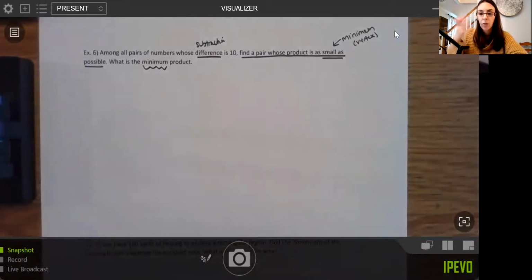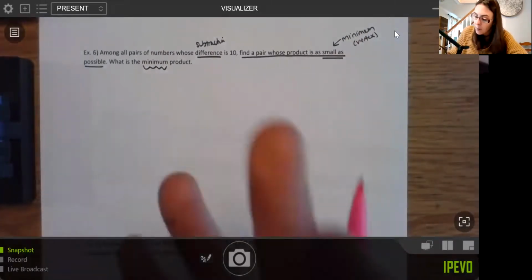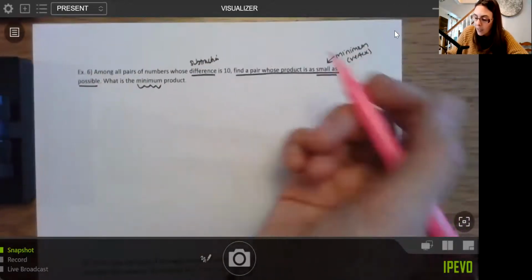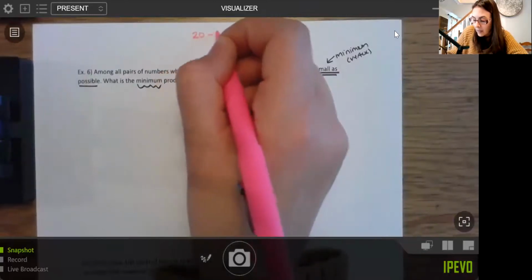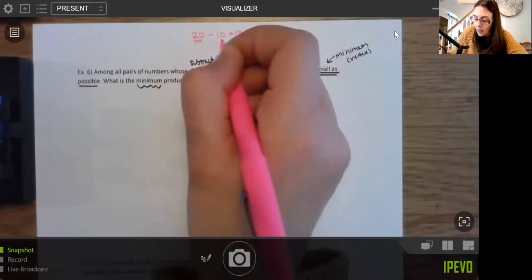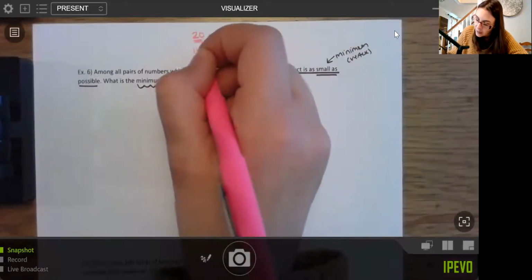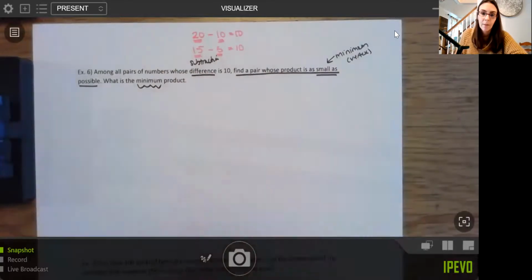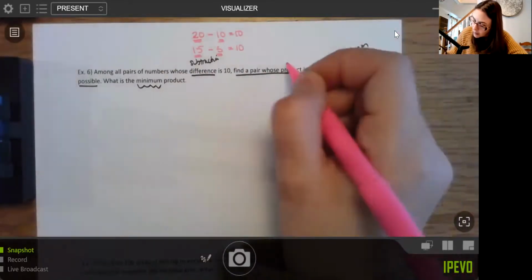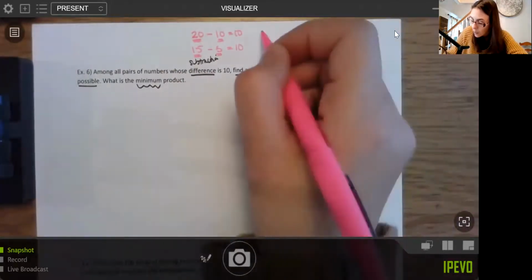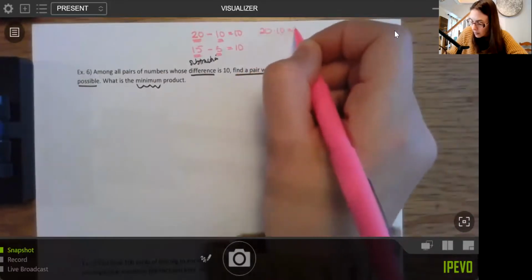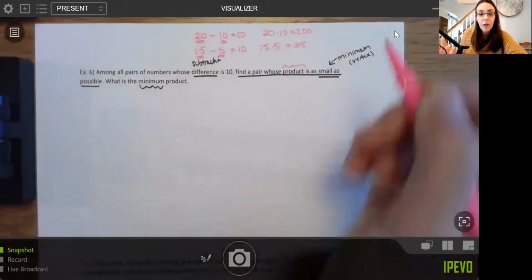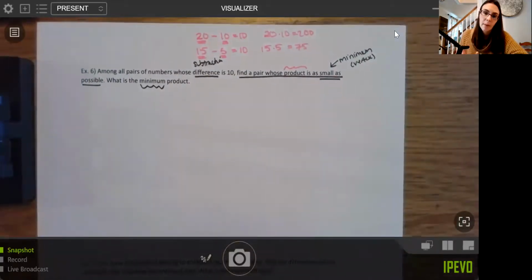Now we're going to think of an actual equation here. For example, we want pairs of numbers whose difference is 10. So for example, 20 minus 10 is 10. So one pair of numbers could be 20 and 10. Or we could do 15 minus 5, which is 10. So 15 and 5 is another pair. So we want their product to be as small as possible. Well, here 20 times 10 is 200. And then we could do 15 times 5. So what's that going to be? 75. That's better, right? So we want to find the one that's the smallest combination.